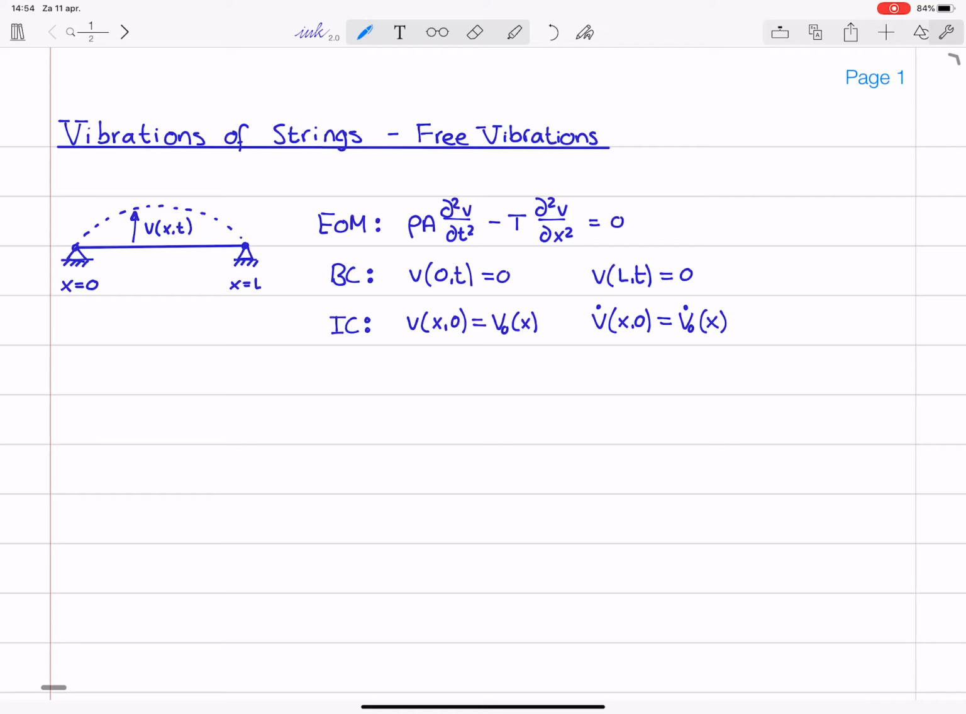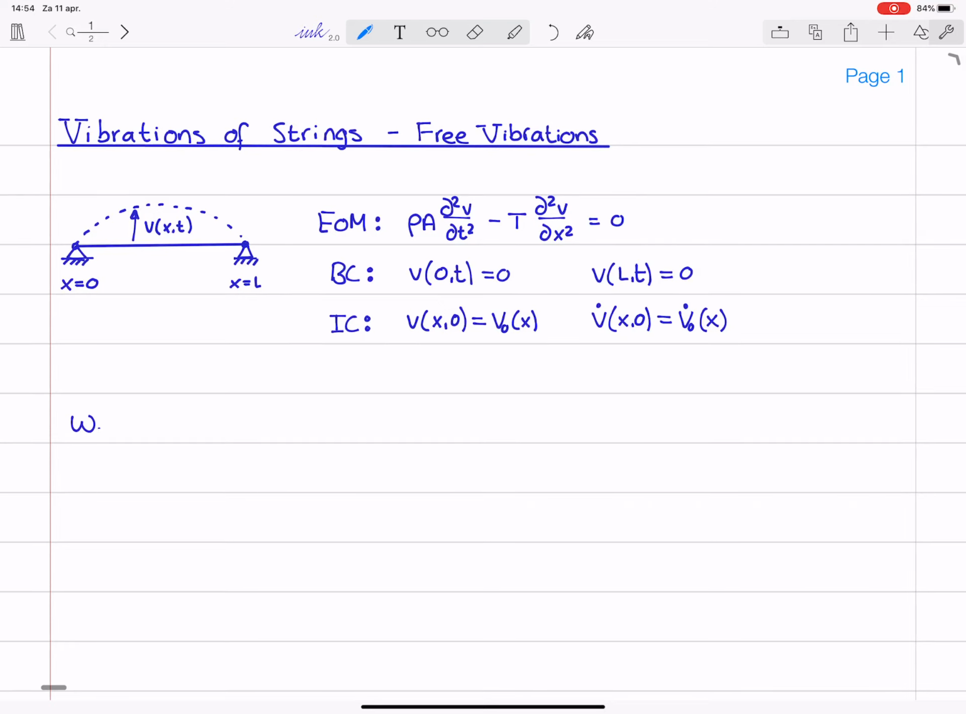string. In the previous lectures we derived the expressions for the natural frequencies, omega n, and we found them to be n times pi times the square root of T divided by rho A L squared. We also found an expression for the natural modes, Vn, as a function of x, and they were equal to alpha times the sine of n pi x divided by L. And there are infinitely many of these frequencies and modes.